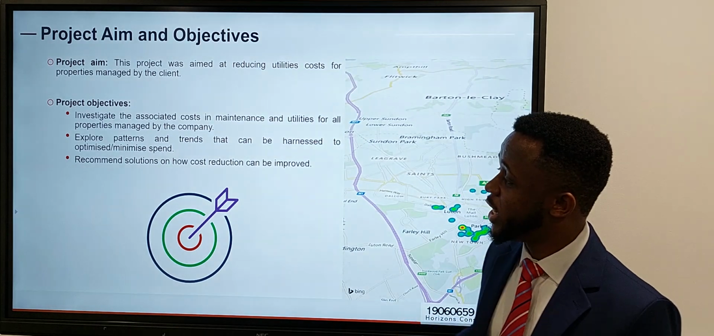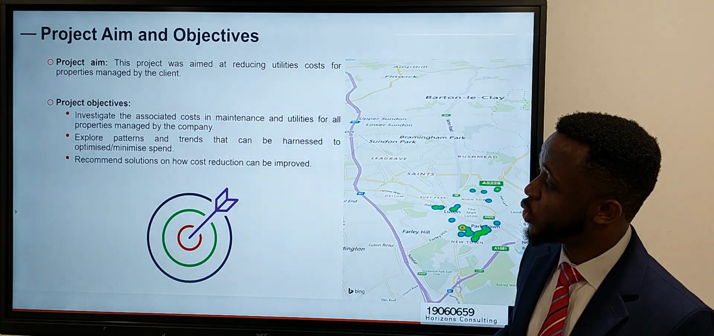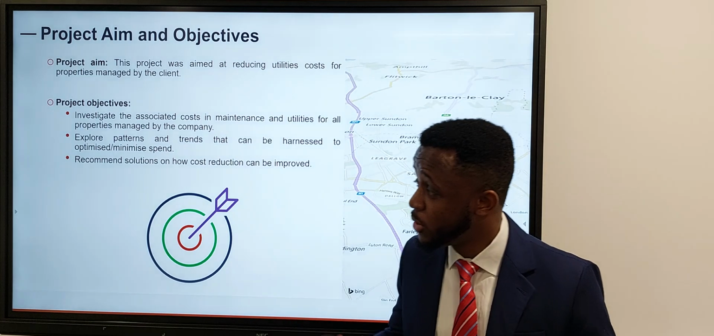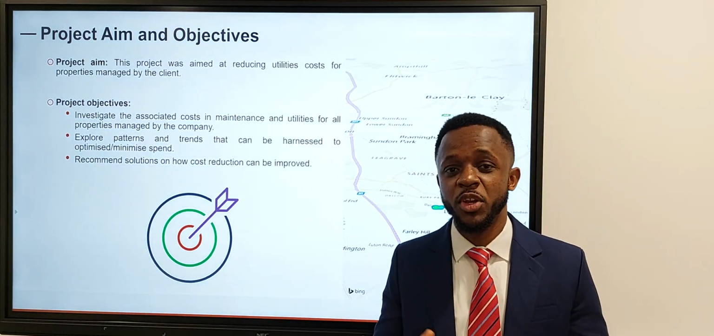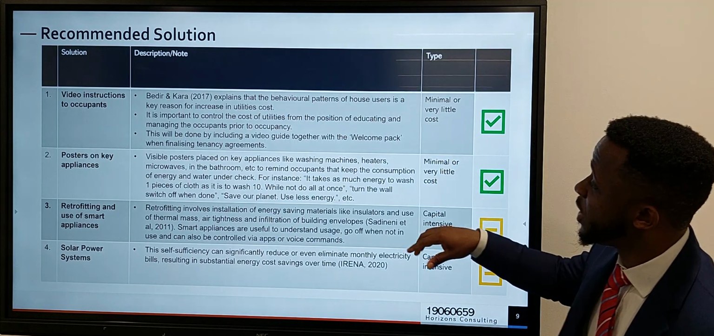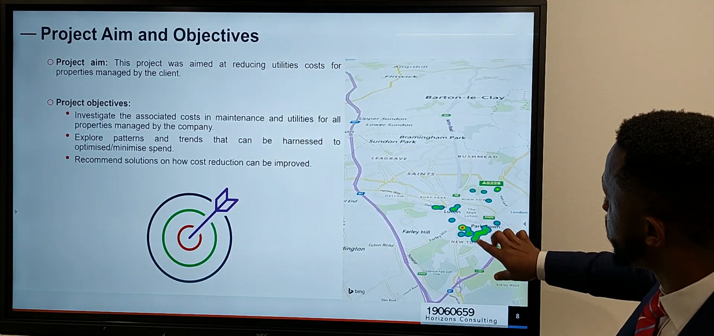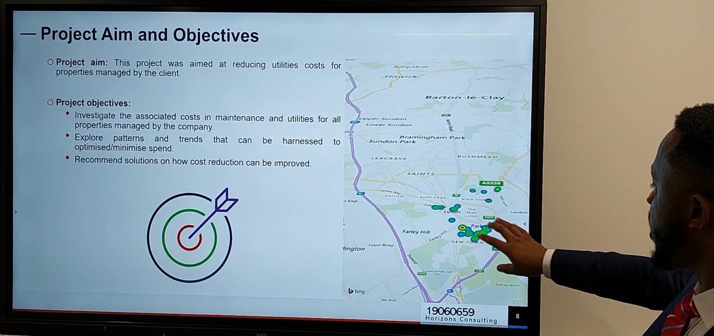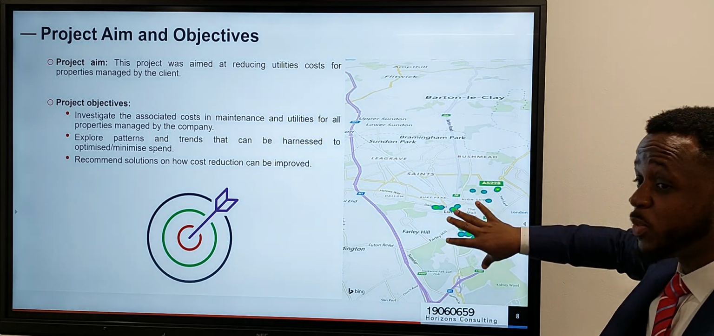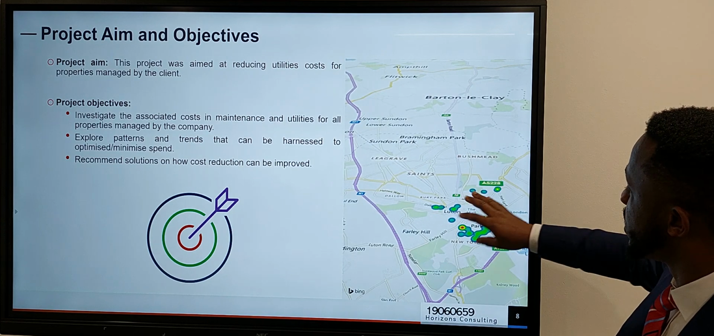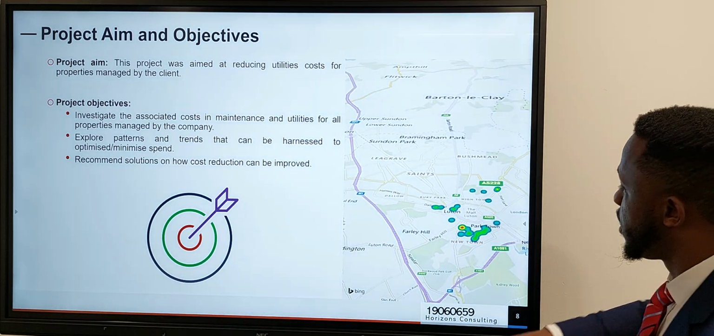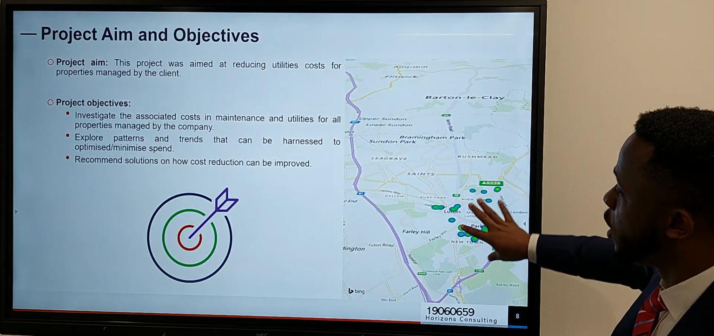And find ways to harness what can be harnessed to optimize or minimize spend. And the third objective is to recommend solutions on how these costs can be reduced. If you look at this map here, you will see the concentration of where my client's properties are. All 26 properties currently being managed are in and around Luton.